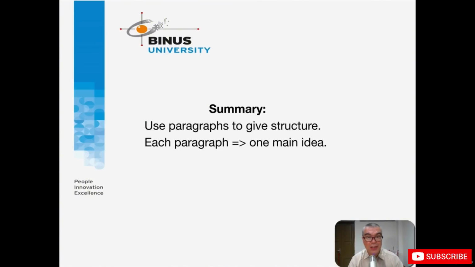So that's a quick look at thinking about your paragraphs within your answer. Make sure that your paragraphs have one idea and use paragraphs effectively to give structure to your piece of writing. Okay, thank you. And we'll move on and look at some other areas of organizing your written piece of work now.